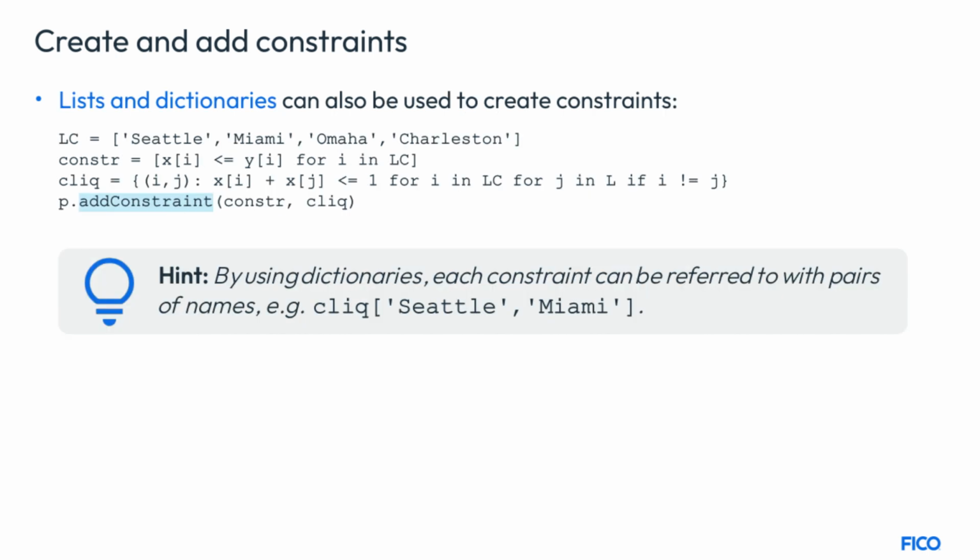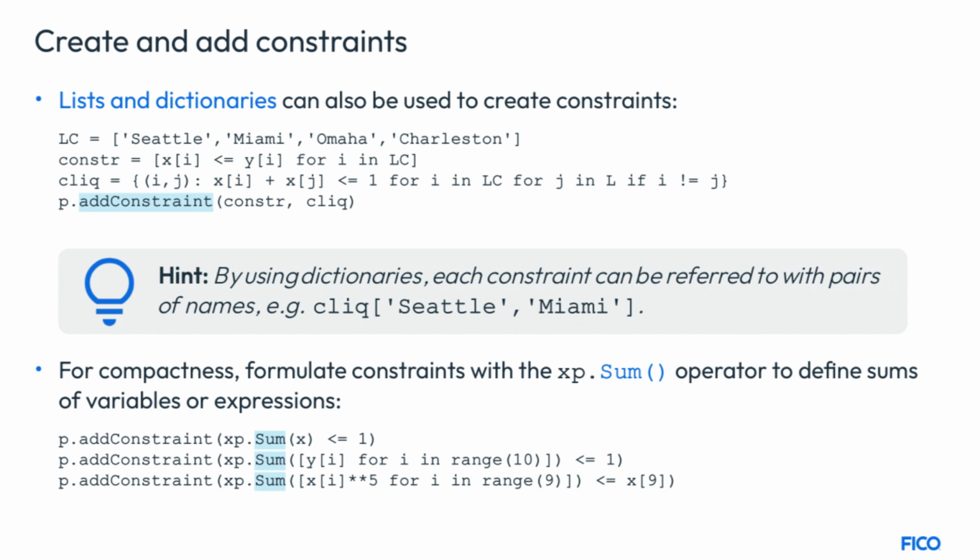Constraints can be created from lists and dictionaries, just like in the example shown. A list of strings is created and used to generate a list of expressions, and a dictionary where constraints are created for all pairs of names. For your convenience, the Xpress native sum operator can help formulate problems by summing the elements of a list in a compact way within an expression, such as in the examples.